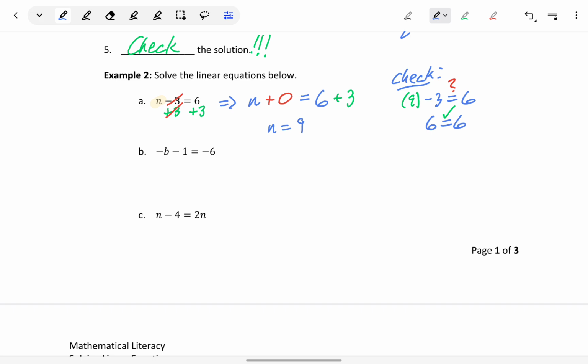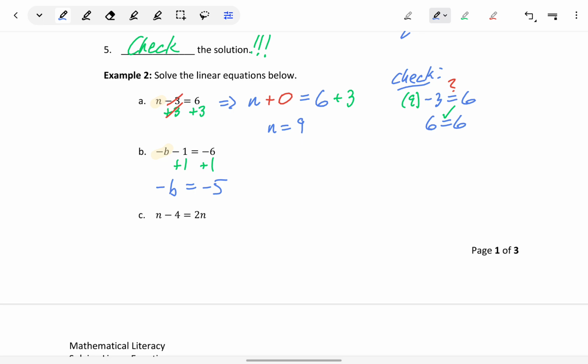In part B, again, there's nothing to simplify on either side of the equation. So our next step would be thinking about collecting all of the variable terms on one side of the equation. That's already taken care of for us. B is on one side of the equation by itself, but we do need to add 1 to both sides of the equation to get that variable term isolated. So this will end up being negative b is equal to negative 6 plus 1, which will be negative 5.